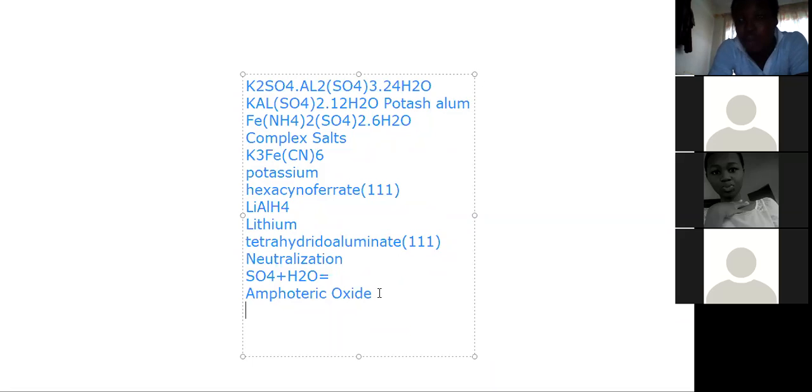Another example is aluminum oxide, Al2O3. You can also get tin oxide. Tin oxide is SnO. And you can get PbO.